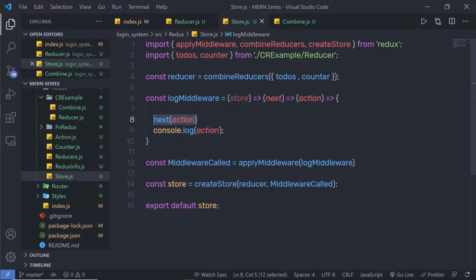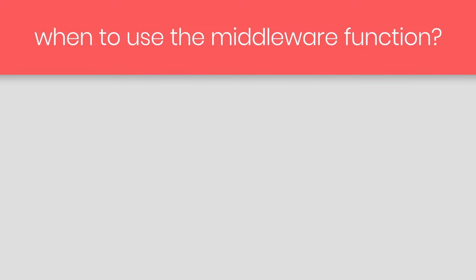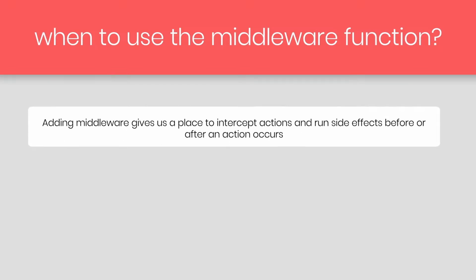Another use of this next function is to pass this middleware action to the next middleware. For example, let's say you have multiple middlewares in your Redux application. This next function is going to pass this action to your next middleware function, and you can pass all your middleware functions to this apply middleware function. You are not limited to only pass one or two middleware functions to this apply middleware. Now this is the simple syntax of this middleware. Now the next question comes in, when to use this middleware function. Adding middleware gives us a place to intercept action and run a side effect before or after an action occurs.